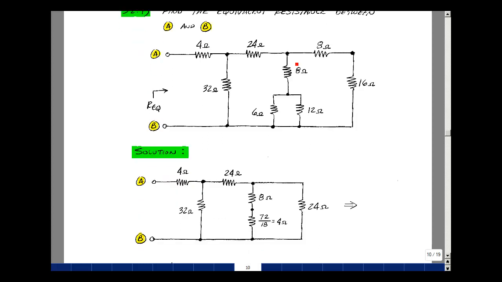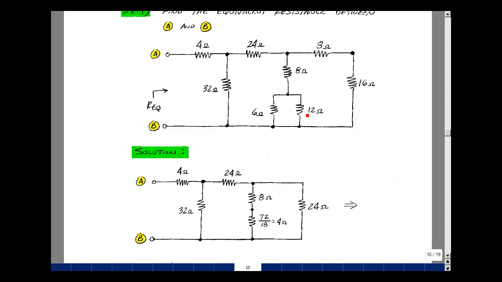To be in series, two elements need to share the same current. The 8 and 16 ohms share the same current, so we can combine these by just adding their values. So 8 plus 16 is 24. To be in parallel, we have to share the same two nodes. Here's a node. Here's a connection point, but all this is one node.